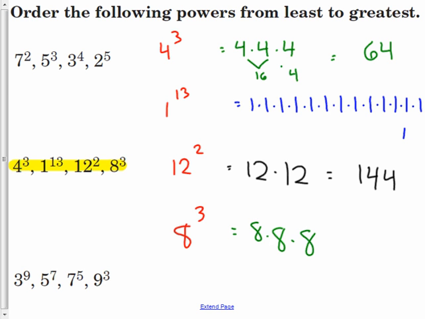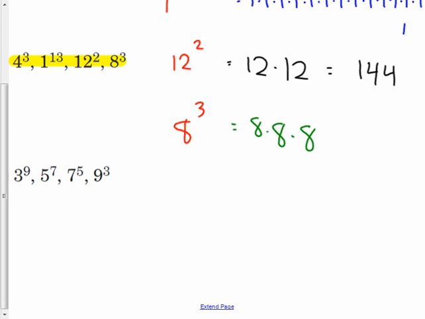And the last one we have to figure out is 8 to the power of 3. So I have to do 8 times 8 times 8. And I know 8 times 8 is 64, but I need to do 64 times 8 yet. So let's check that out. 4 times 8 is 32. 6 times 8 is 48, plus 3 is 51. So this number is 512.